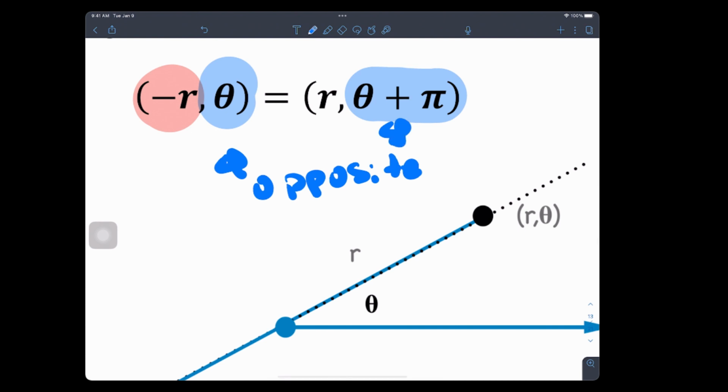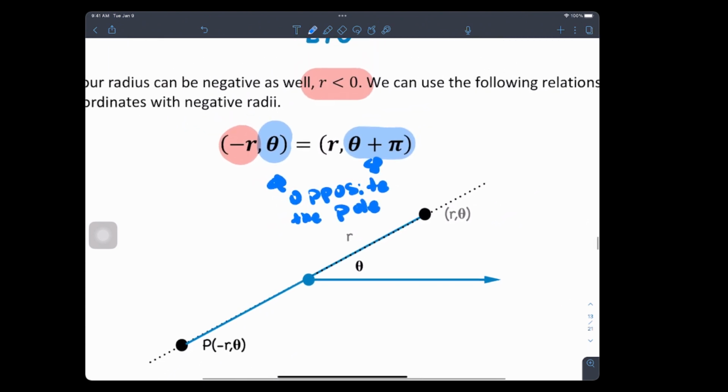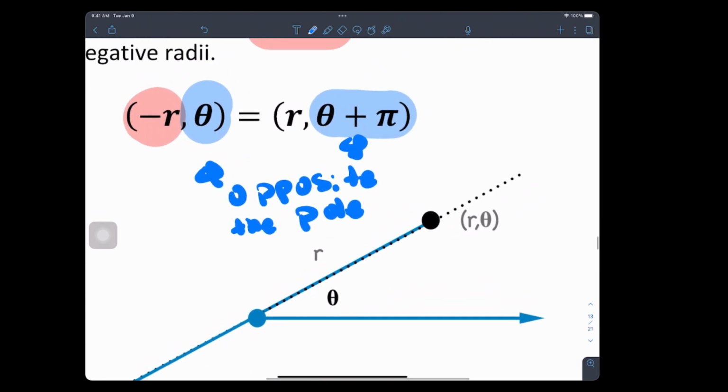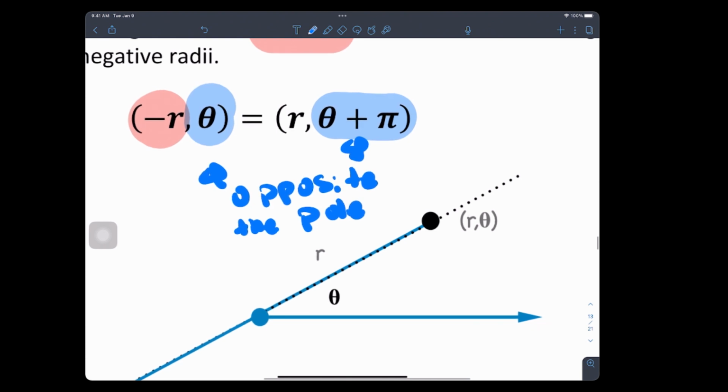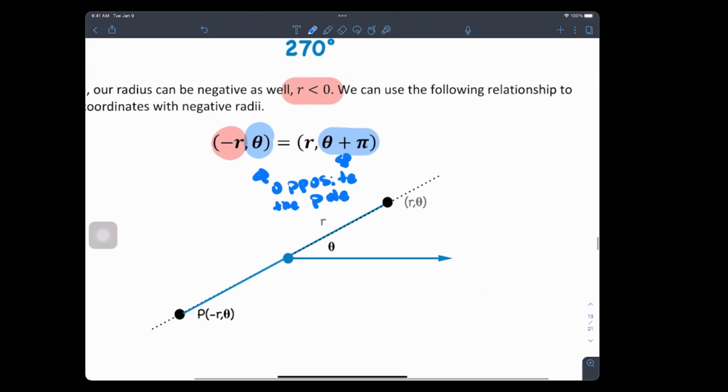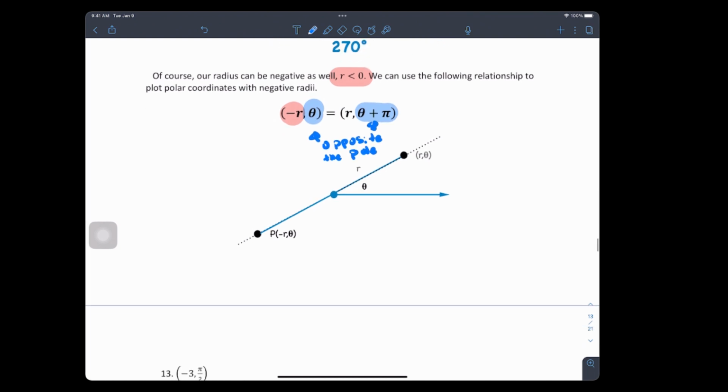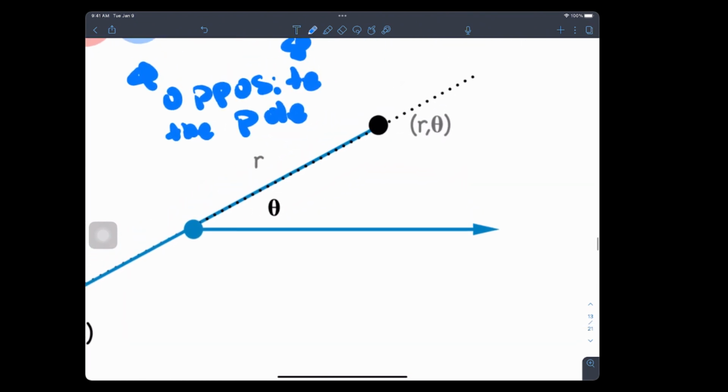So this is the relationship. It's opposite the what? The pole here, ladies and gentlemen. Theta and theta plus pi, 180, that just means opposite the pole. Now you might say, well, what are you talking about? Well, what is a picture of this?